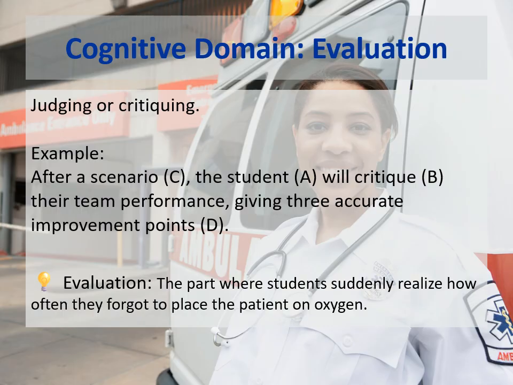And then at evaluation, here we're judging and critiquing. Here, to me, that means you probably have one student critiquing the performance of another student. Could be other things. It's not just correcting papers. After scenario, the student will critique their team performance, giving 3 accurate improvement points. So I can see where that 3 accurate improvement points, that would be the degree to which they're doing that. You could grade that, right? So it has an ABCD. It's also pretty specific and smart.